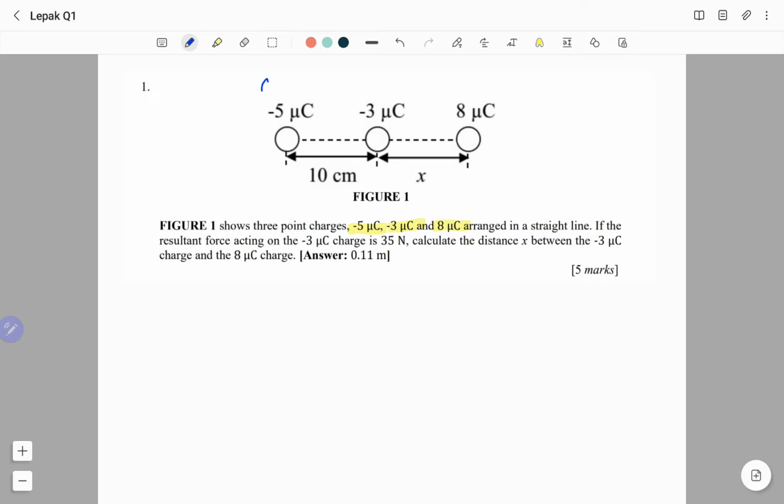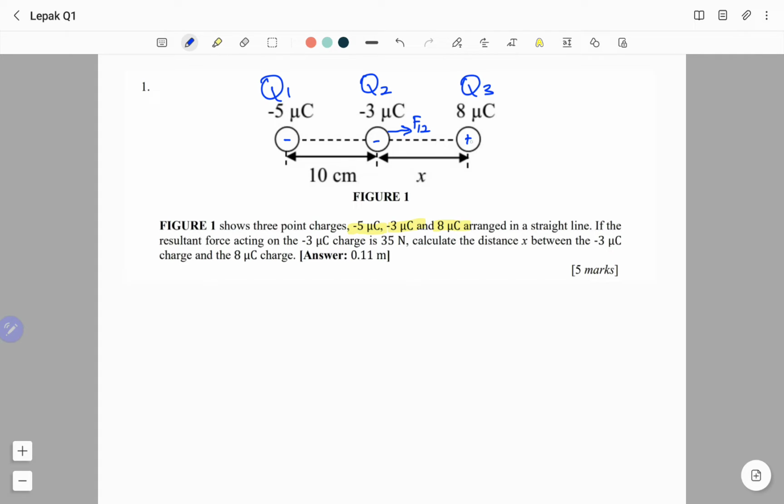Now let's say I label them as Q1, Q2 and Q3. Q1 is a negative charge, Q2 is a negative charge, Q3 is a positive charge. Negative and negative will repel, so the force by charge 1 on 2 will be moving toward the right. So we label F1 on 2 to the right.